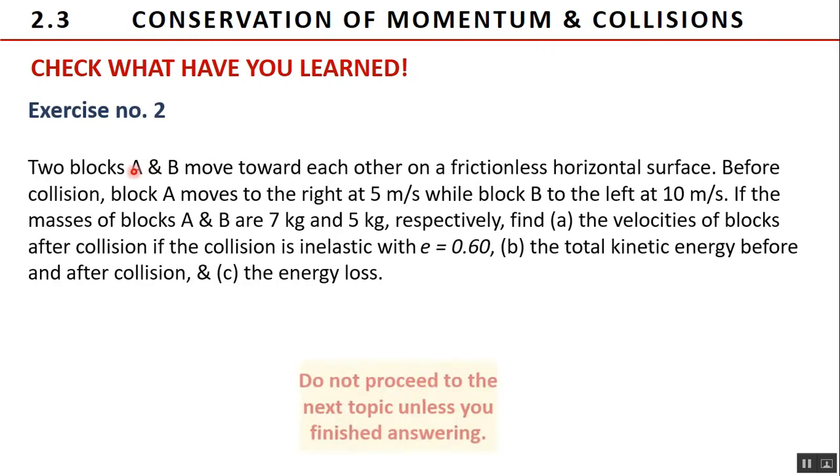Exercise number 2. Two blocks A and B move toward each other on a frictionless horizontal surface. Before collision, block A moves to the right at 5 meters per second, while block B moves to the left at 10 meters per second. If the masses of blocks A and B are 7 kilograms and 5 kilograms, respectively, find letter A, the velocities of the blocks after collision, if the collision is inelastic, with a coefficient of restitution of 0.6. Letter B, the total kinetic energy before and after collision, and letter C, the energy loss. Good luck.